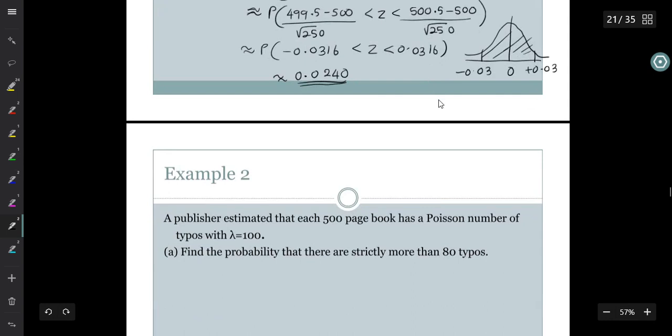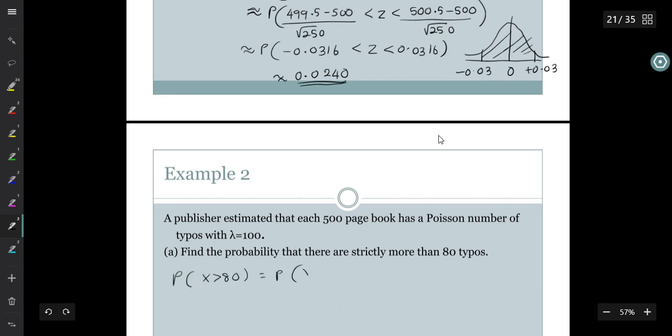Now let's look at a Poisson random variable, an example on how to apply the central limit theorem. A publisher estimated that each 500-page book has a Poisson number of typos with lambda 100. So there are 100 typographical errors per 500-page book. You have to find the probability that there are strictly more than 80 typos. What is lambda here? Lambda is 100, and that means the mean is also 100 and variance is also 100. We want to find strictly more than 80, so x greater than 80.